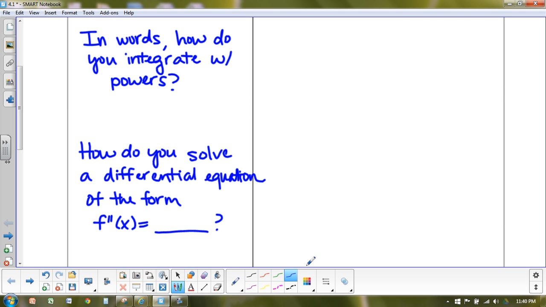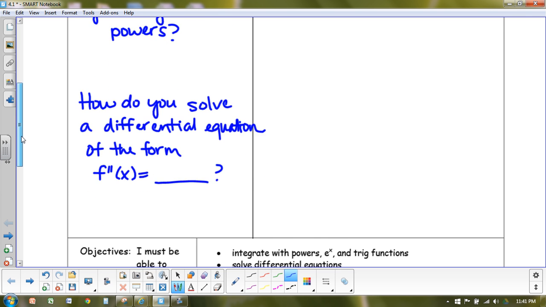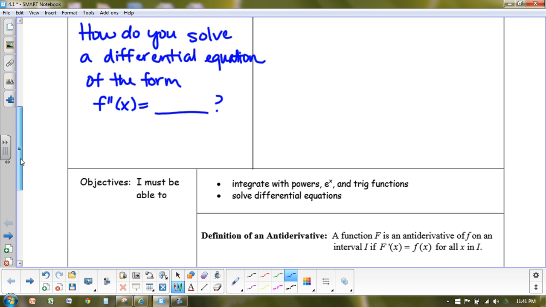If you have an easier time using a specific one, you could make up a specific formula and then go through the steps and write out the steps of what you're doing. So in words, how do you integrate with powers? You'll learn that today. And then how do you solve a differential equation? We will do both ones that have f prime and f double prime, but if you can answer how it works for f double prime, you'll be good to go for the others.